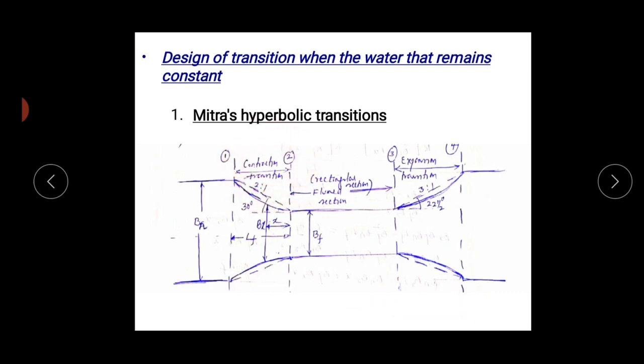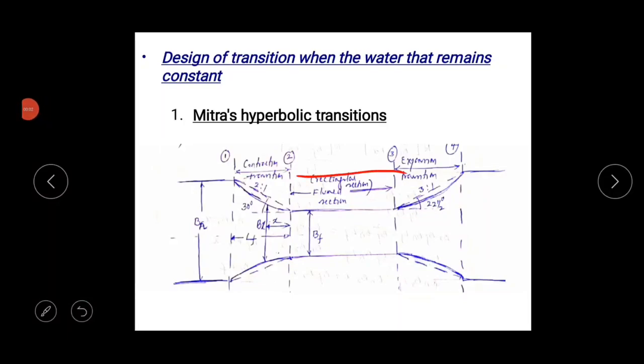See here, whatever I have explained you over here, you can see the contraction transition is having an angle of 30 degree, that is in turn the slope is going to be 2:1. The first point is what I have explained for this fluming. And another point I explained is that at the expansion transition the angle is going to be 22.5 degree, that is the slope is going to be 3:1.